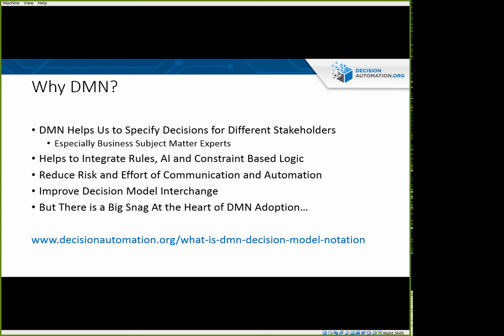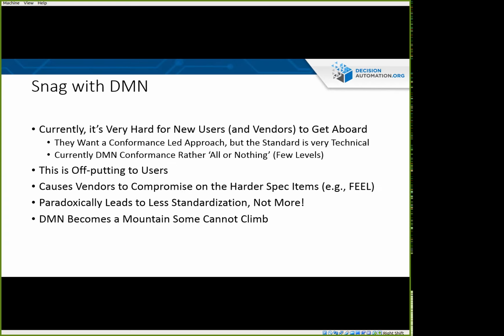But we feel that there is a slight snag with DMN adoption that needs to be addressed as it becomes increasingly well known. It is big, and it's getting bigger. And that's not a problem in itself, but currently it makes it rather hard for new users and vendors to get on board the DMN train.